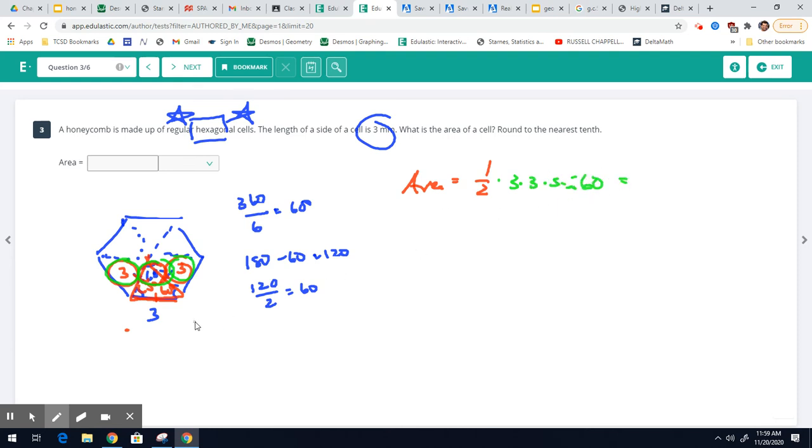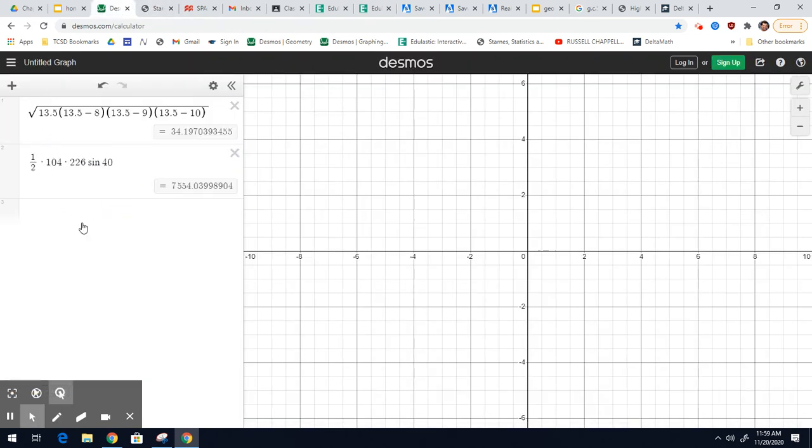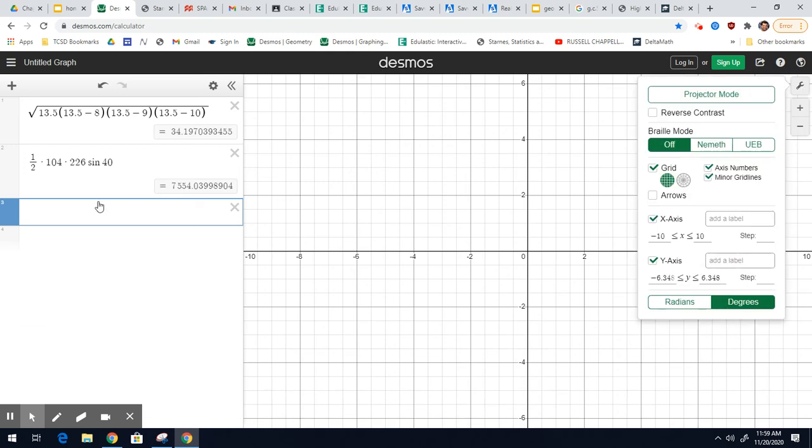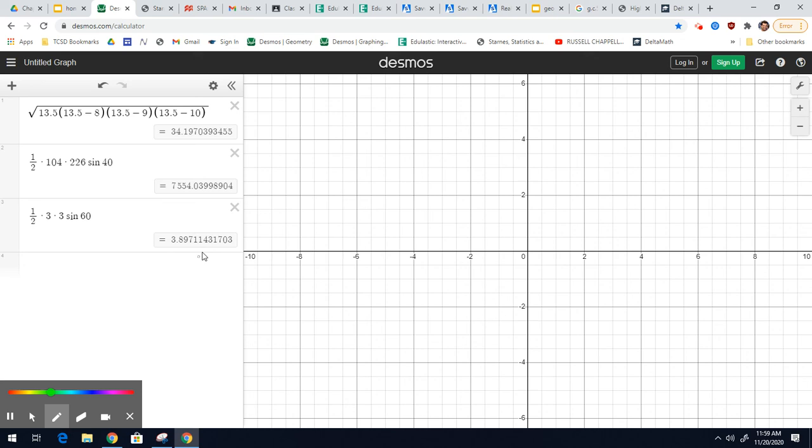And again, when you do that, make sure you're in degree mode. I'm in degrees. So 1/2 times 3 times 3 times sine of 60. And I get this. Do not round too early. Leave this out several decimals. Let's go 3.8971. That is the area.